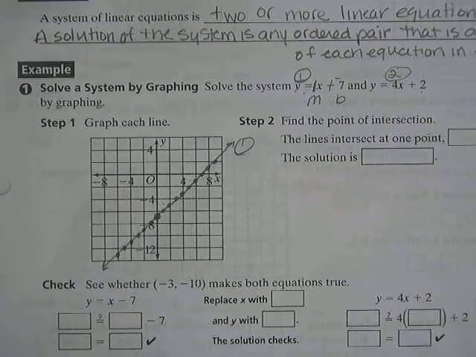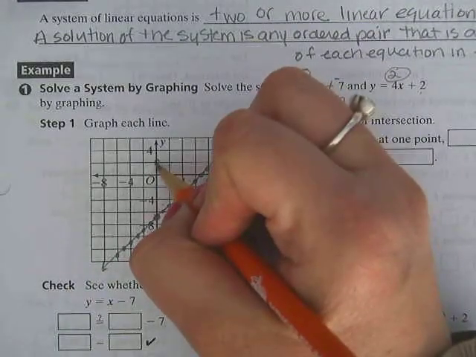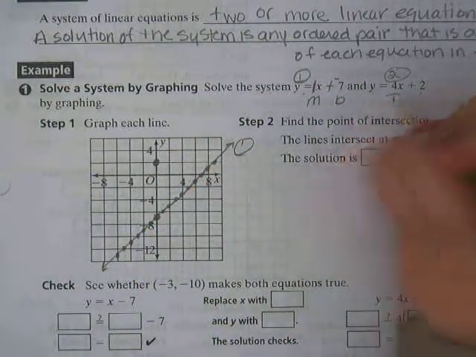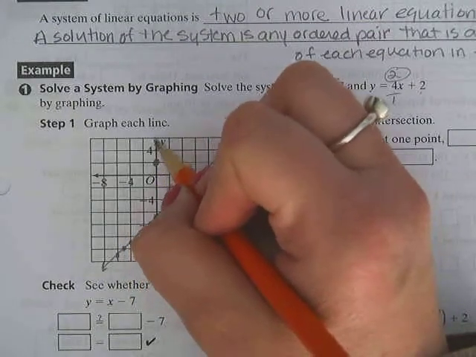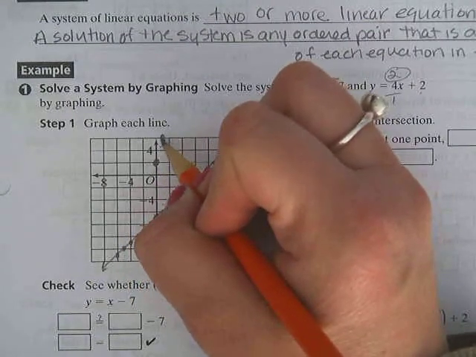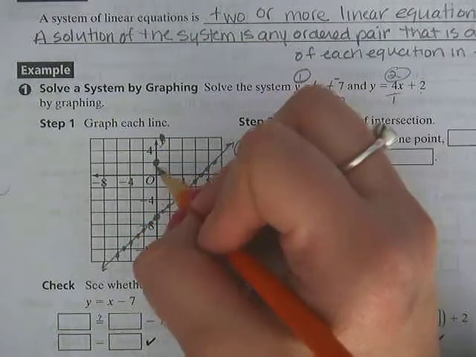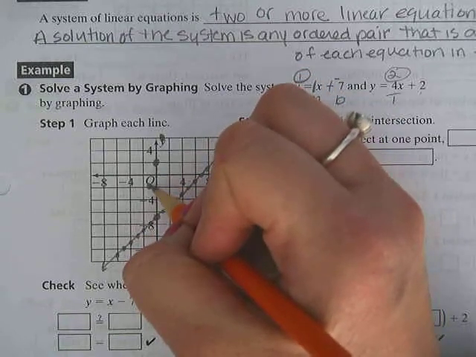There's number 1. Now this is going to be our line 2. Y equals 4x plus 2. So that's a y-intercept, right, of 2. And a rise of 4 and a run of 1. So 1, 2, 3, 4 over 1. So we've got 1 point that we can go on our graph up.